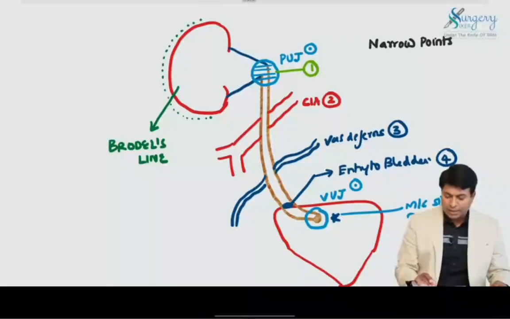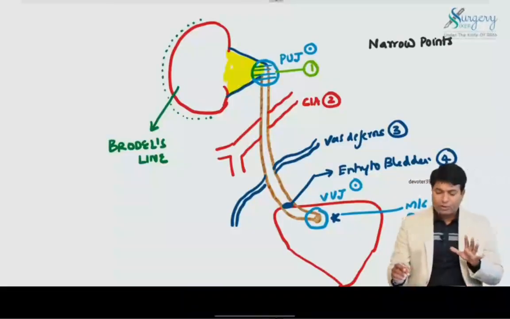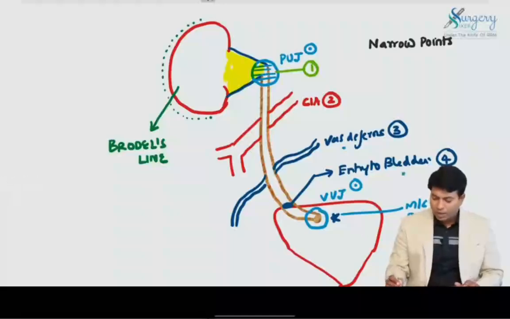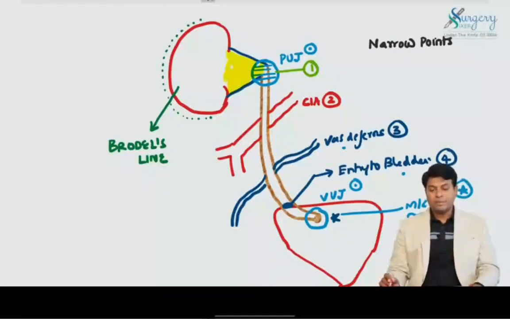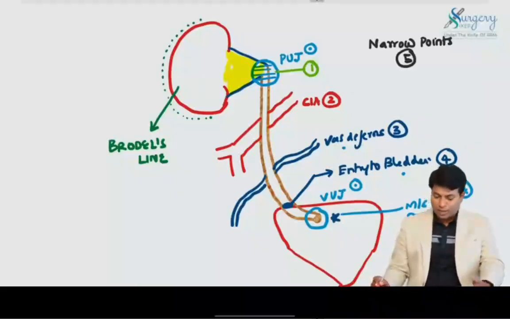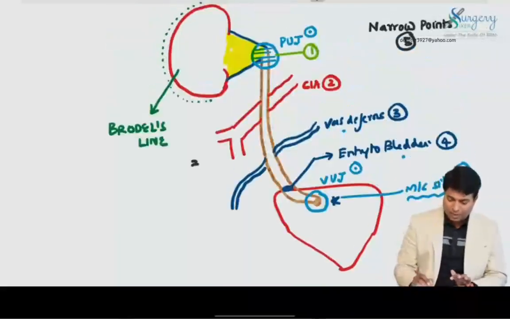So this is the kidney, renal pelvis, and this is the ureter. Ureter has 5 constrictions. Number 1, pelvic-ureteric junction. Number 2, common iliac artery. Number 3, vas deferens. Number 4, entry to bladder. And vesico-ureteric junction is number 5, the last point. Please don't forget these 5 narrow points in the ureter. This is basic anatomy needed for a surgeon. The length of ureter is around how many centimeters? It is around 20 centimeters.